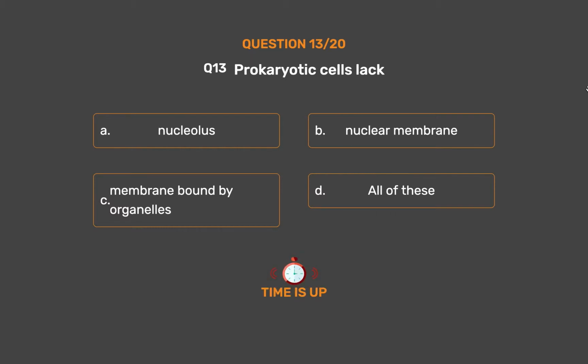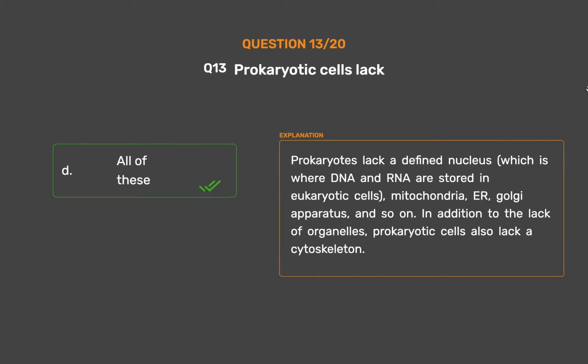The correct answer is option D. All of these. Prokaryotes lack a defined nucleus, which is where DNA and RNA are stored in eukaryotic cells, mitochondria, Golgi apparatus, and so on. In addition to the lack of organelles, prokaryotic cells also lack a cytoskeleton.